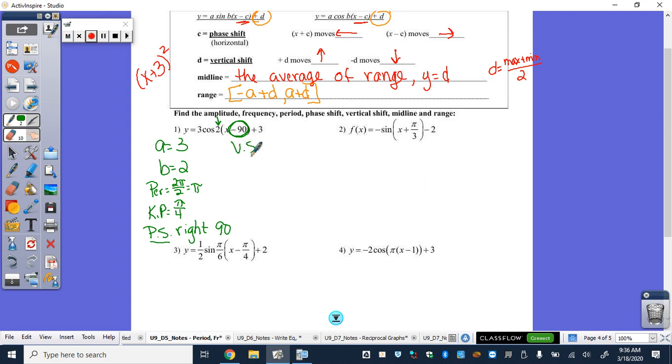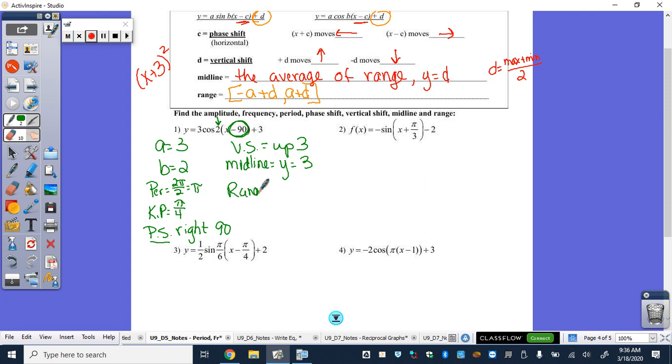Vertical shift would be up 3. So therefore, our midline would be at y equals 3. We didn't talk too much about the midline yet. Typically, all of the graphs we have done so far, your midline has been at 0, which is your x-axis. But now your midline can change, and it's not always going to be your x-axis.